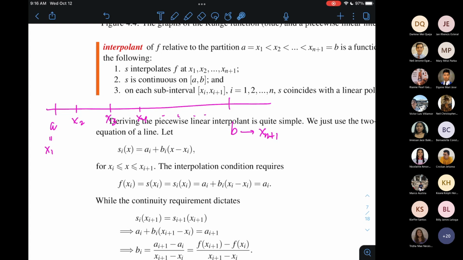Gusto ko yung piecewise linear interpolant is continuous on the closed interval AB. And then not just that, gusto ko sa bawat sub-interval, si S ay isa lamang linear function. So yun yung tatlong condition para sa piecewise linear interpolant. Dapat nasasatisfy niya yung interpolatory requirement. Dapat si S ay continuous. At pangatlo, dapat sa bawat subinterval, meron ka lamang isang linear function.